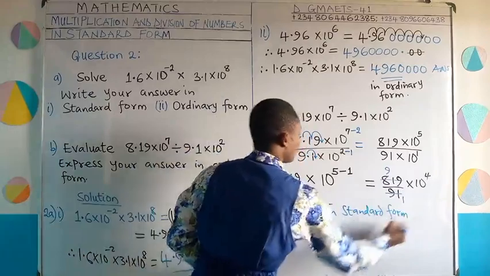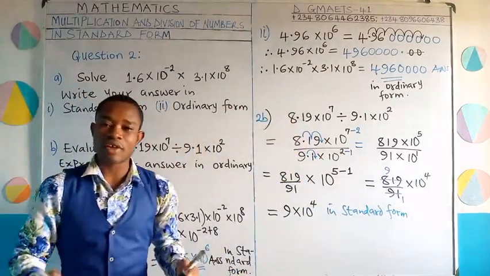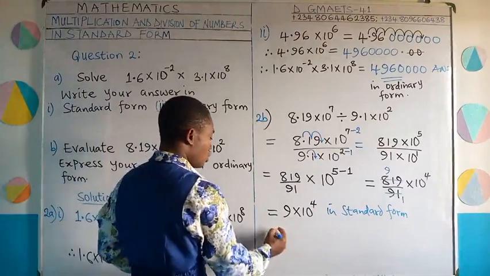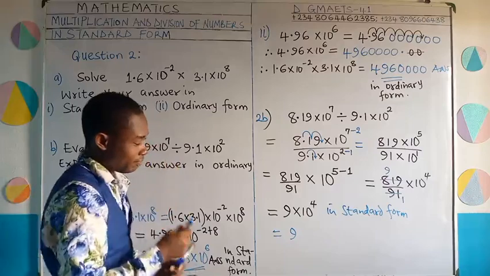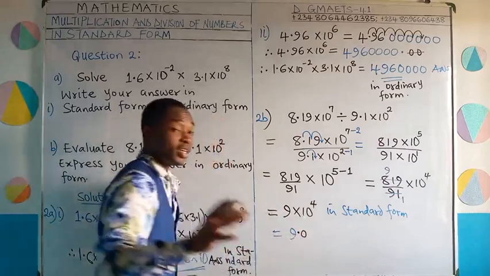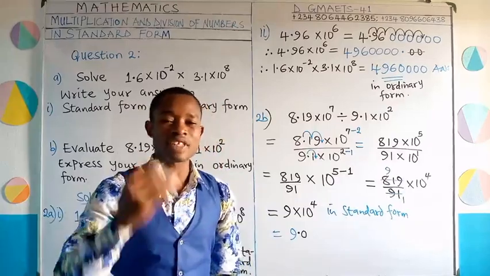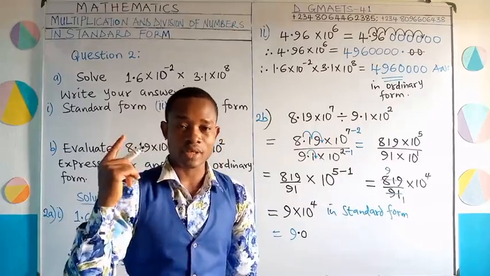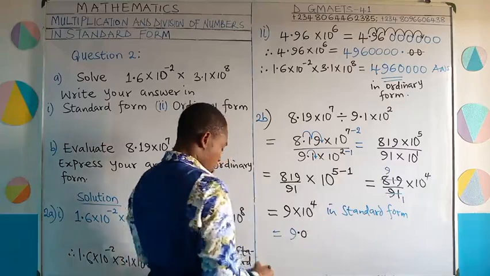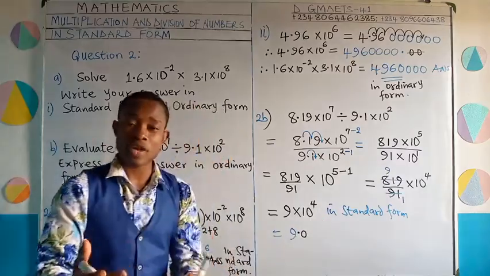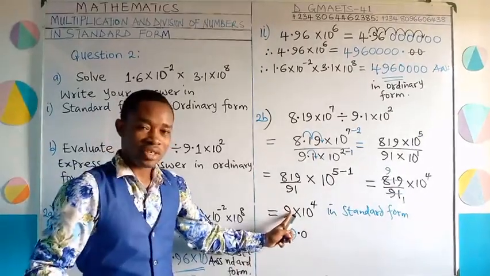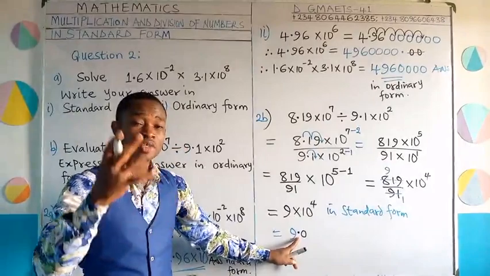But the question said we should get our answer in ordinary form. So let us change this to ordinary form and see. This is going to be equal to 9. Now look at this. Times 10 raised to the power 4. This 9 standing alone is the same as 9.0. A number standing alone is the same as that number point 0. I've explained all of this in the introductory class of this topic, standard form. We have times 10 raised to the power 4. This 10 raised to the power 4 simply tells us that we have 4 zeros after this 9.0. This could have been 9 point any other digit. That is why I had to put the 0.0 for you so that you be guided.